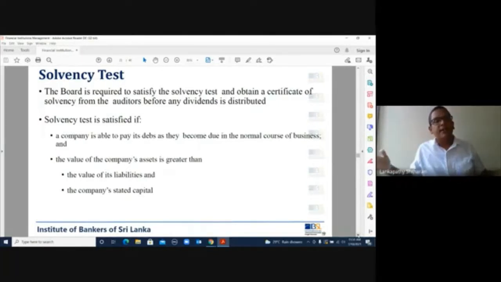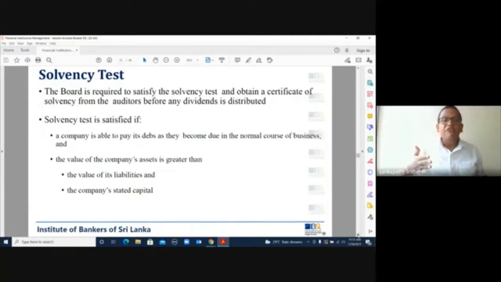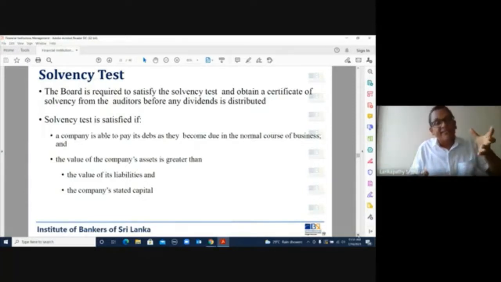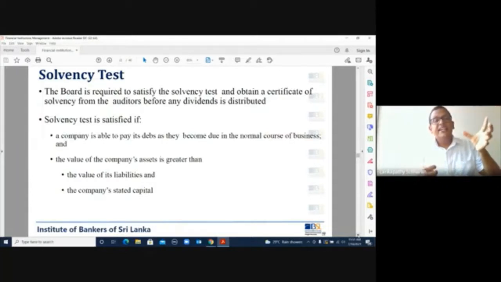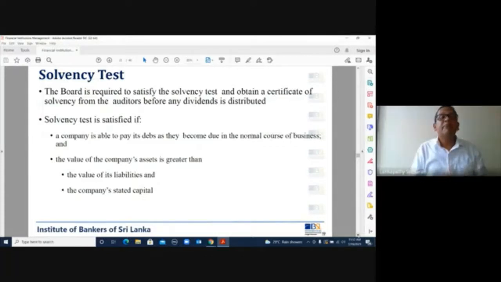Solvency is a sort of long-term concept, where if the present value of the assets is less than the present value of the liabilities, then that particular company becomes insolvent. That is the accounting term, but in the Companies Act, it says that the value of the assets must be greater than the value of the liabilities. So a company is solvent when the assets are higher and liabilities lower. But if it is the other way around, the company becomes insolvent. The assets are less, the liabilities are high. And if the assets are less than the company's stated capital, then the company becomes insolvent.